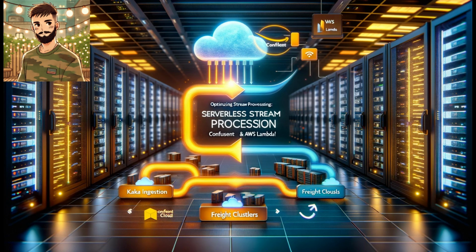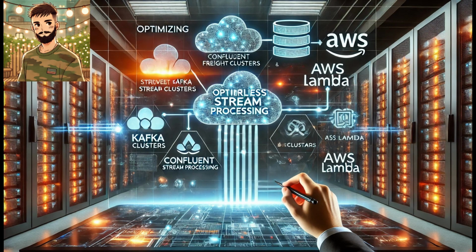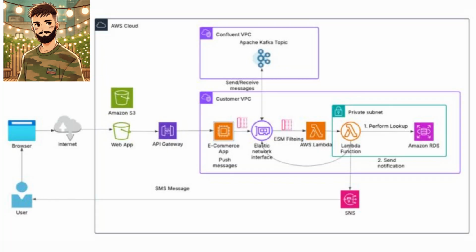The diagram showcases a workflow within the AWS cloud, involving various AWS services, Confluent components, and a user interaction. The core idea is to process messages, potentially related to freight or e-commerce, using Apache Kafka through Confluent and AWS Lambda. Components. User and browser.